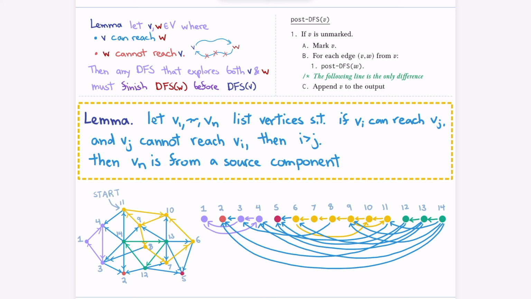So if my listing follows this rule, if Vi can reach Vj but Vj cannot reach Vi, then i is going to be listed after j. So I can reach J, J cannot reach I, then you're always going to have this order. If your listing follows this kind of rule, then whatever's at the beginning has to be from a source component.